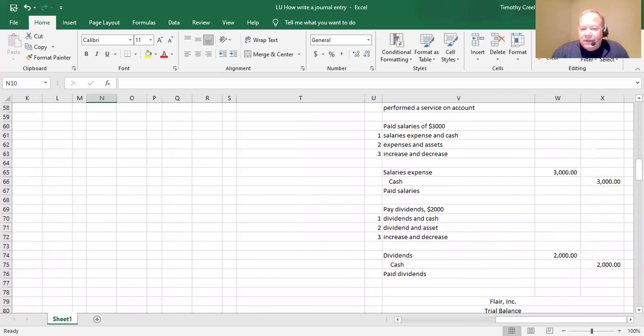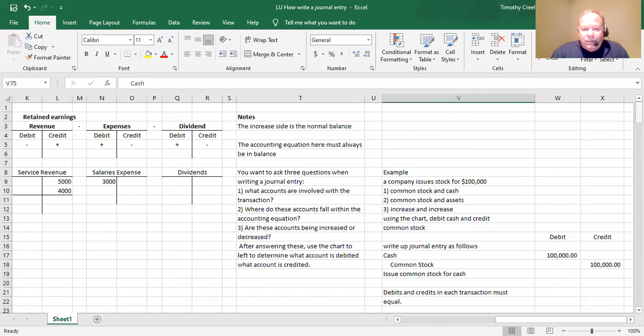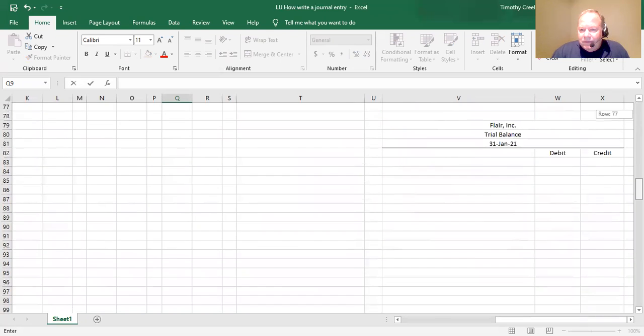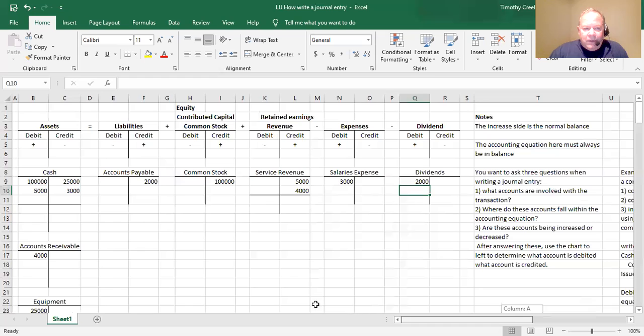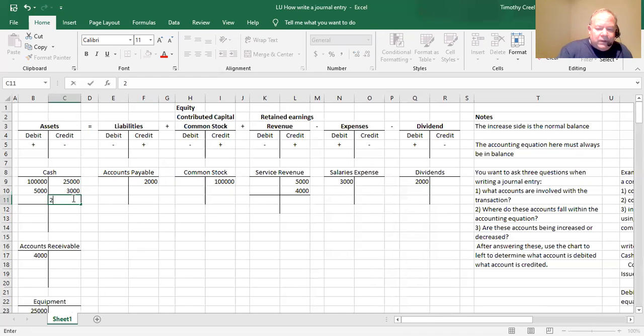And then the last one, we paid dividends of 2,000. So that would be a debit to dividends and a credit to cash. So we would go up here in dividends. Was that 2,000 or 3,000? 2,000. So it would be 2,000 right here for dividends. And we would go over, that would be basically 2,000 for cash. So we've written journal entries to record all those transactions, and we've posted them to the accounts where they belong.